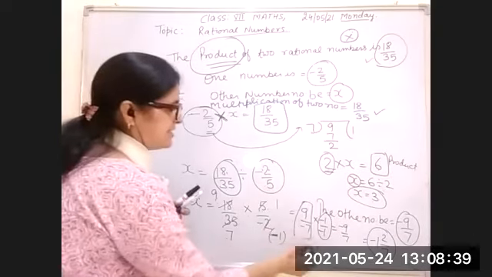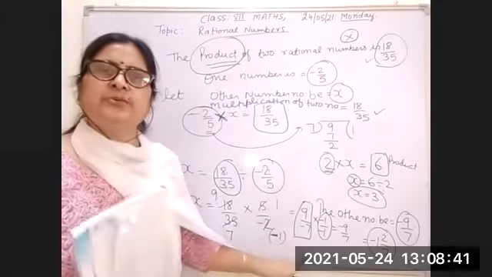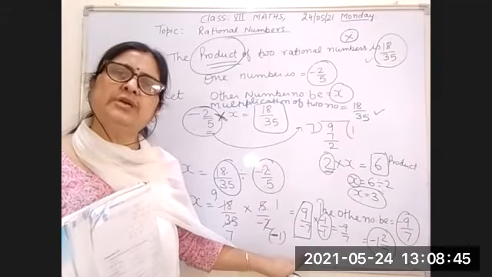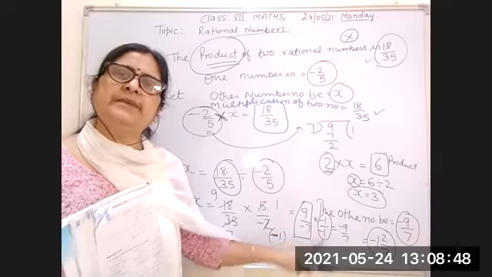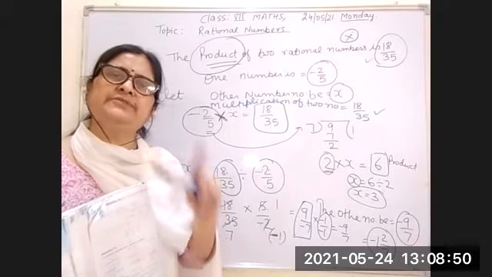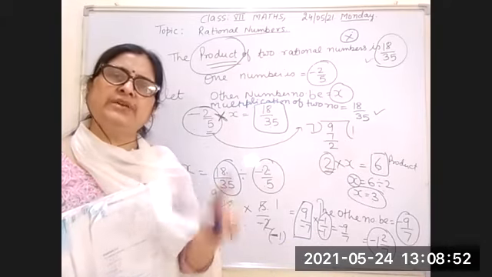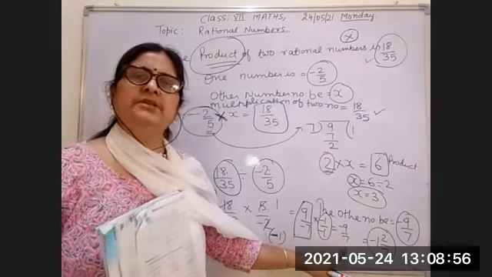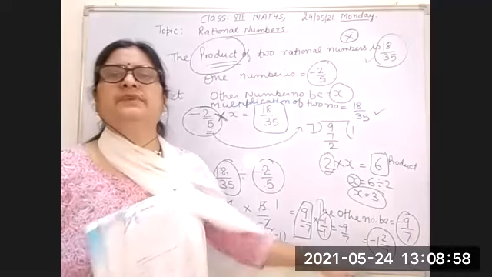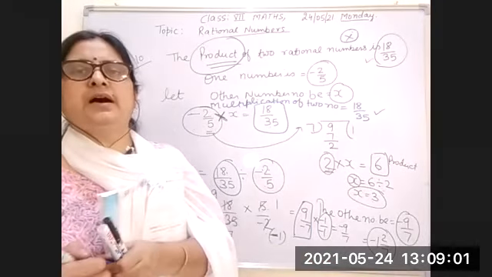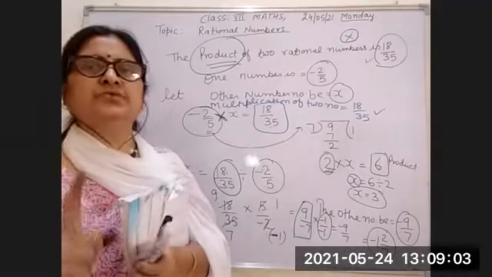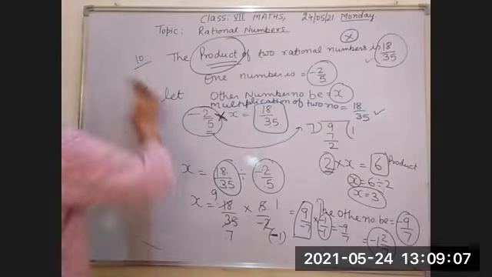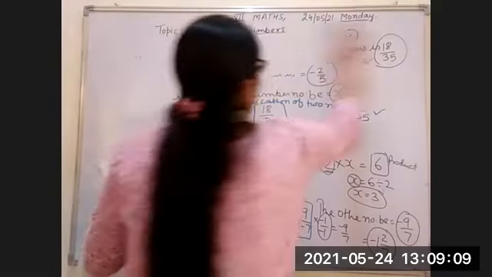The answer is 9/-7. If the denominator is given in negative form, you have to change it into positive form by multiplying the numerator and denominator by the same number, -1 and -1. You will get the result minus 9/7. Now you have to convert it into a mixed fraction. The answer is minus 1 2/7. I hope this question is also clear to you.